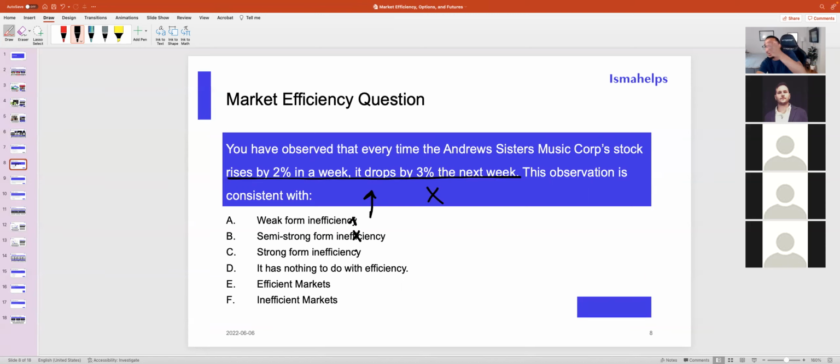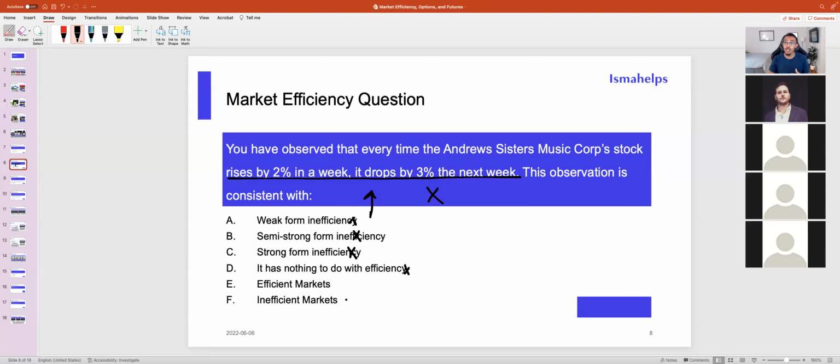But it's a ladder. They kind of go together, right? And a market that is strong is also semi-strong and also weak. It follows the same rules. This obviously has something to do with efficiency. It's inefficient because we're looking at past prices. We're breaking the rule, right?